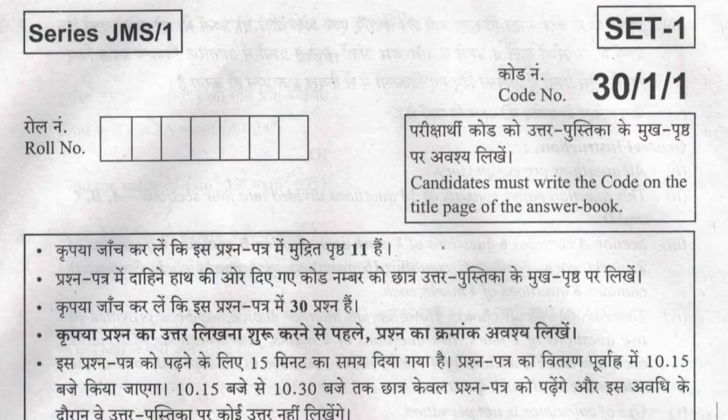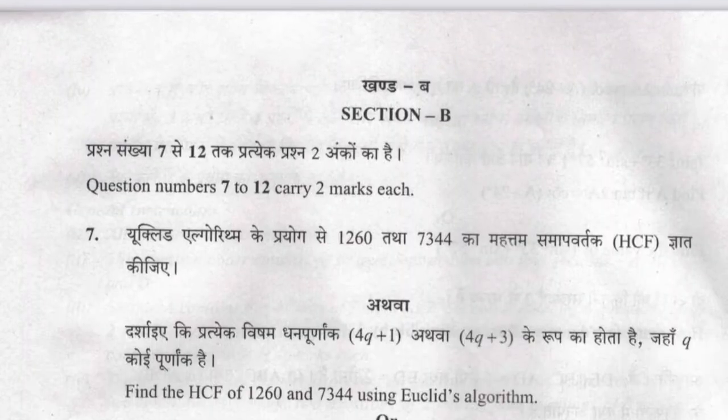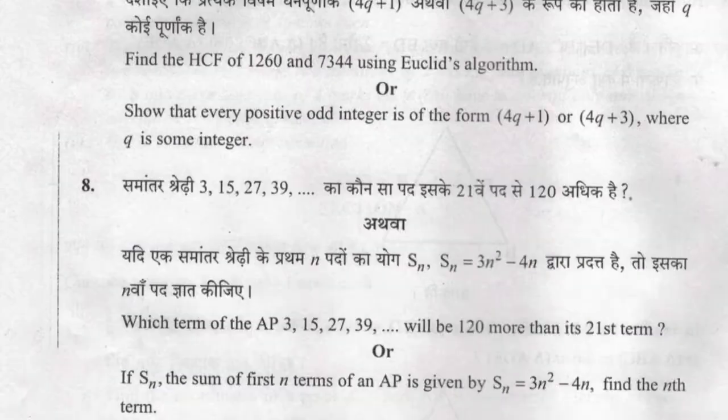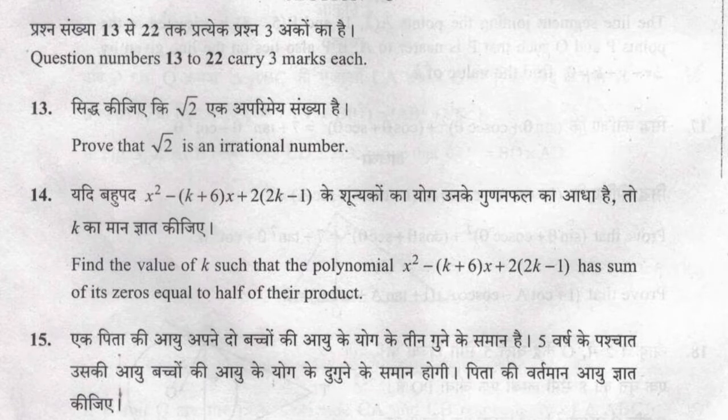Hello everyone. So we are continuing to solve 10th grade math board paper for the year 2019 and this is set 31-1. So it's the set 1 for 31 and series is JMS/1. We have already finished doing section A and section B in our previous videos and now we need to move to section C. It has 10 questions of 3 marks each and 13th question we have to prove that root 2 is an irrational number.